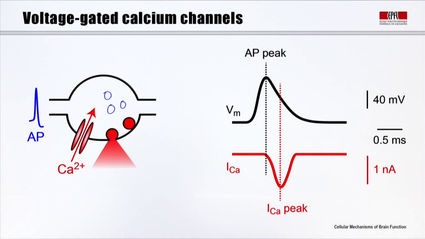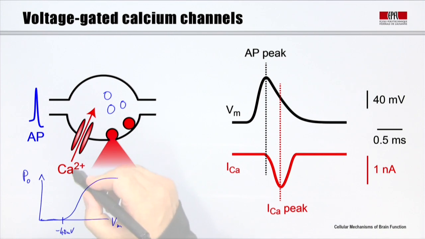The voltage-gated calcium channels also have a similar voltage dependence, and so if this is the membrane potential across the plasma membrane in the bouton, and this is the open probability of a calcium channel, then at hyperpolarized potentials the open probability is low, and then as we get more positive than around minus 40 millivolts, the calcium channels begin to open, and they can then let calcium flood into the cell.